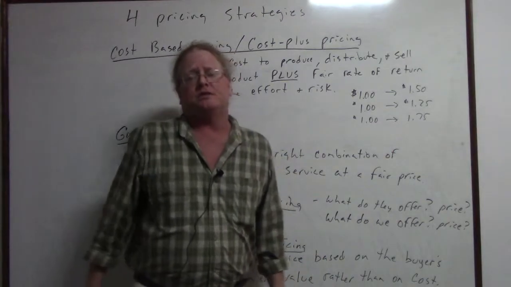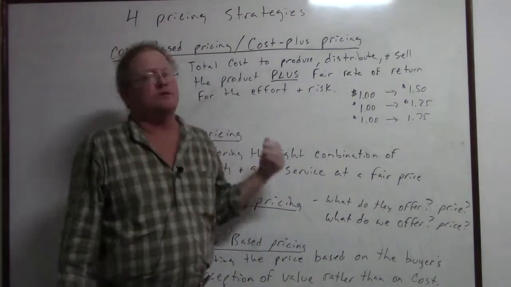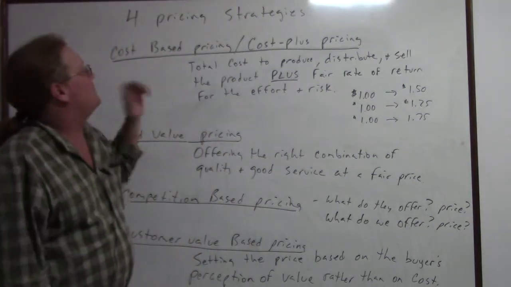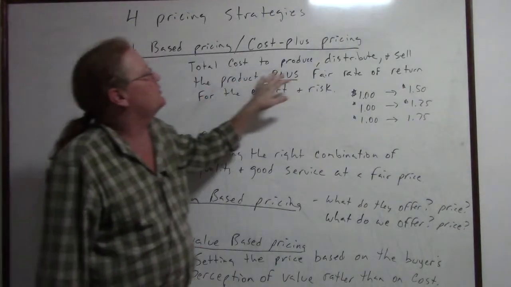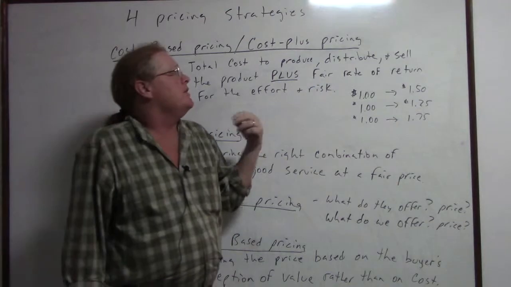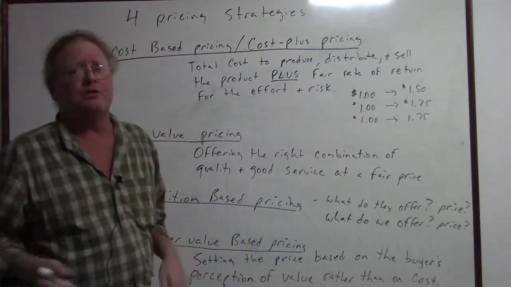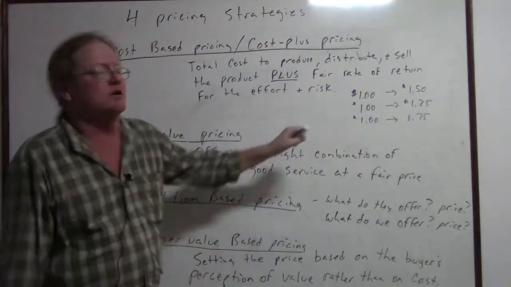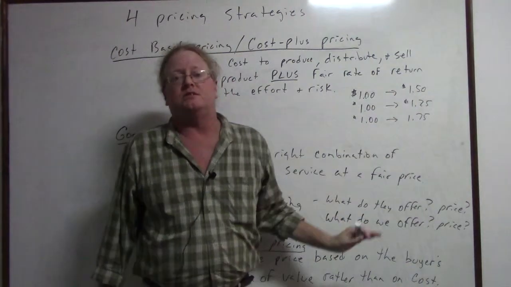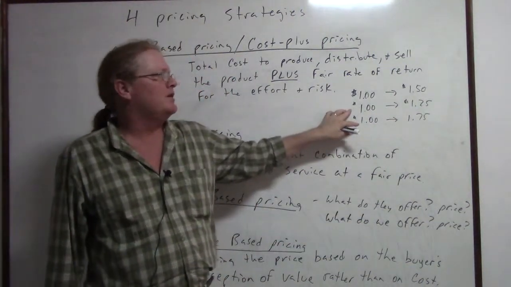In the previous example, we were basically using cost-plus pricing. To be a little bit more specific, here we have the total cost to produce, distribute, and sell the product, plus a fair rate of return for the effort and the risk. For any product, if it's $1, we might want a markup of 50 cents on our product.